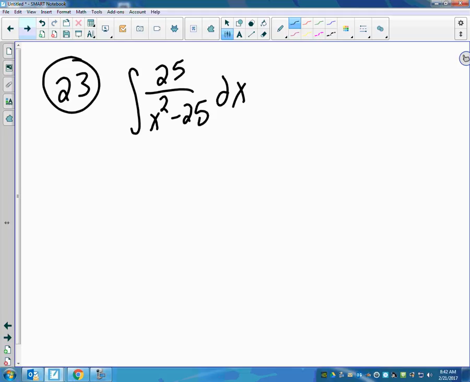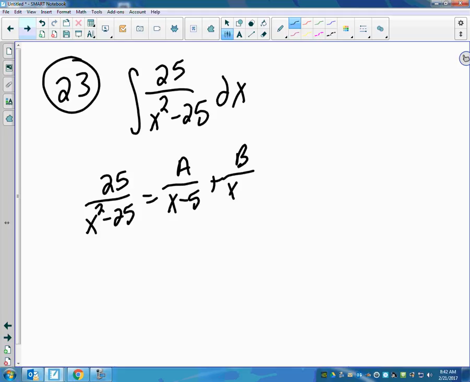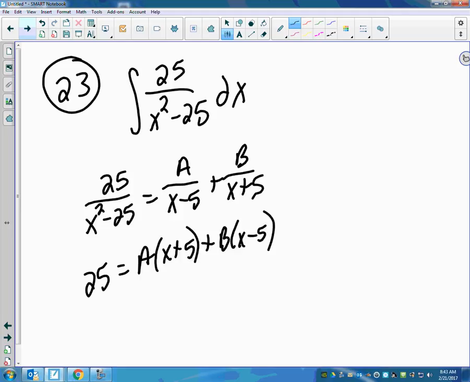sign. So this is where we're going to say 25 over x squared minus 25 equals a over x minus 5 plus b over x plus 5. And if I multiply, I get 25 equals a times x plus 5 plus b times x minus 5. And if I say x equals 5, then I get a equals, yes, a fraction.